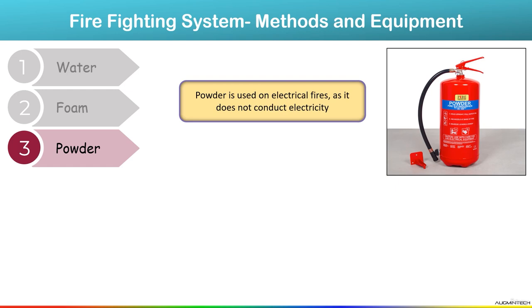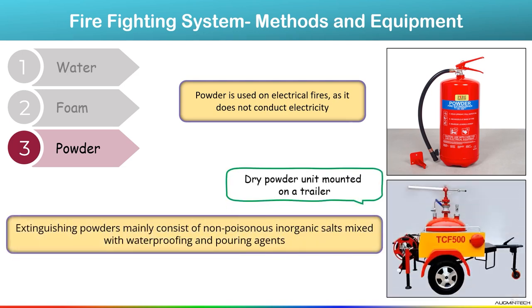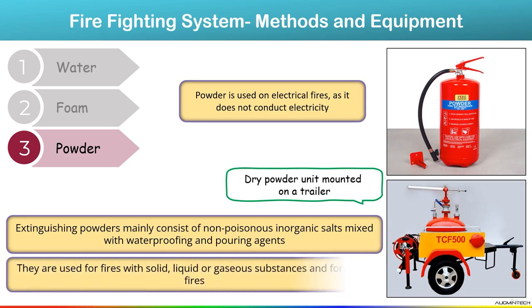Now, the extinguishing powder used in powder extinguishing systems are highly efficient, quick acting extinguishers. The sudden extinguishing effect of the powder cloud is caused by the suffocation effect and the anti-catalytic effect, a chemical intervention into the combustion process. Extinguishing powders mainly consist of non-poisonous inorganic salts mixed with waterproofing and pouring agents. They are used for fire with solid, liquid or gaseous substances and for metal fire also.